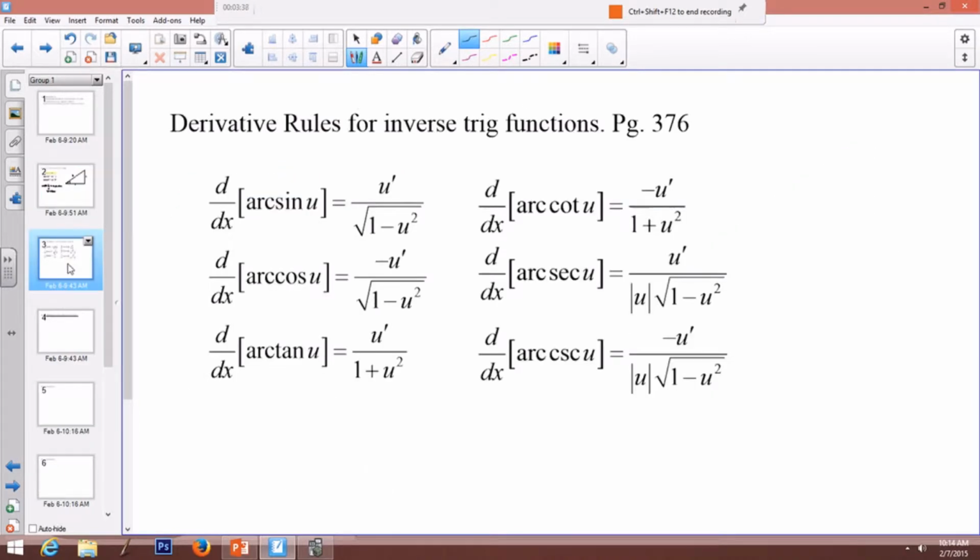Now, the differentiation rules for the inverse trig functions are given here, and they are, as you can see, fairly complex, and they only give you the chain rule versions of all of those. So this is the arcsine of some expression in terms of x, and this u prime here refers to the derivative of whatever is inside that composed function with the arcsine function.